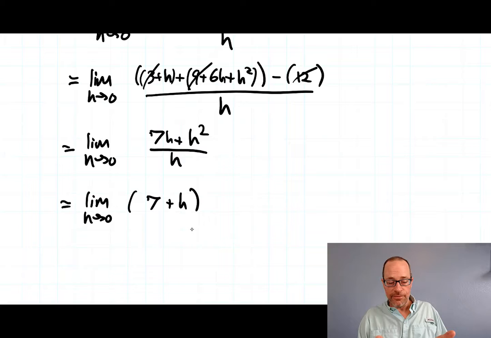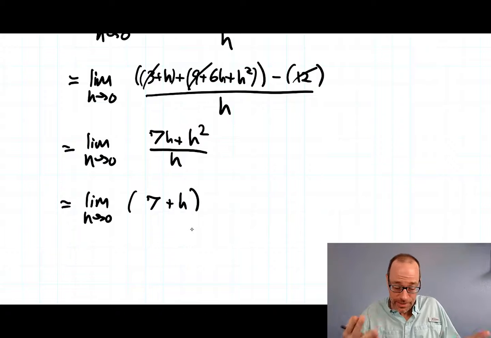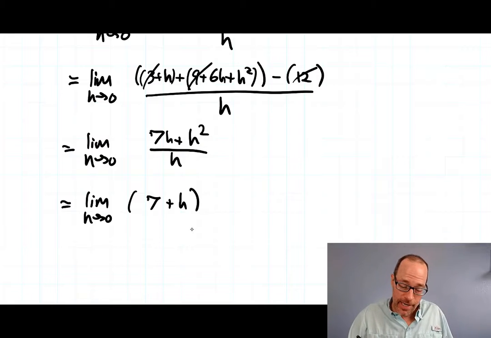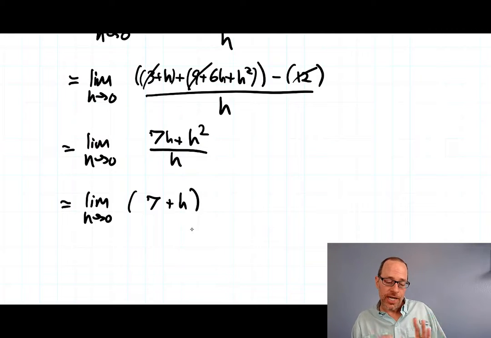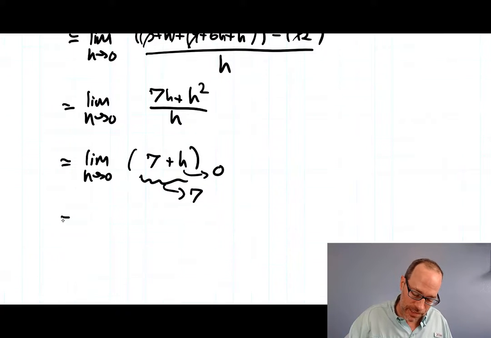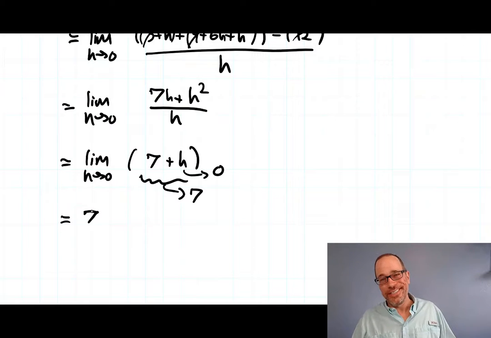By the way, you notice I've kept writing limit on every line, because until you take the limit, you have to write that you're still supposed to take the limit. So don't skip writing it till you actually take the limit and get the answer. Anyway, the process now was you let h head towards 0 and see what 7 plus h is heading towards. Well, if h is heading to 0, then 7 plus h is obviously heading to 7. So the answer is 7. So the slope of the tangent line is 7. And that's it.